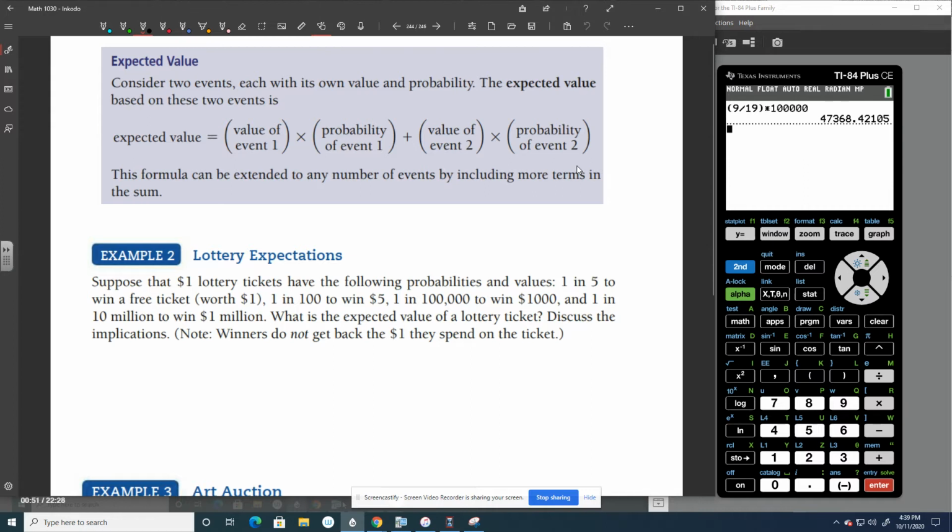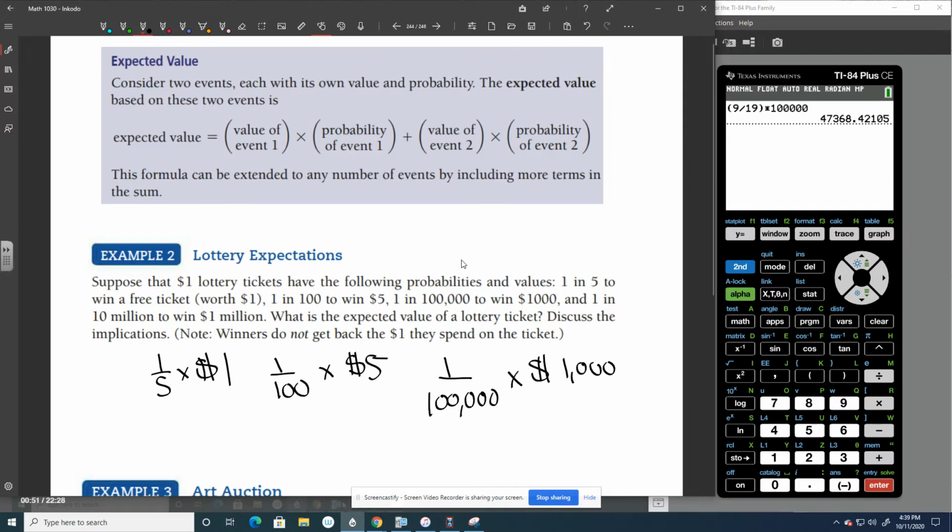So for example, lottery expectation. Suppose that $1 lottery tickets have the following probabilities. You have 1 in 5 chances to win a free ticket worth $1. So you have 1 in 5 chances of winning $1. You have 1 in 100 chances of winning $5. And you have 1 in 100,000 chances of winning $1,000.